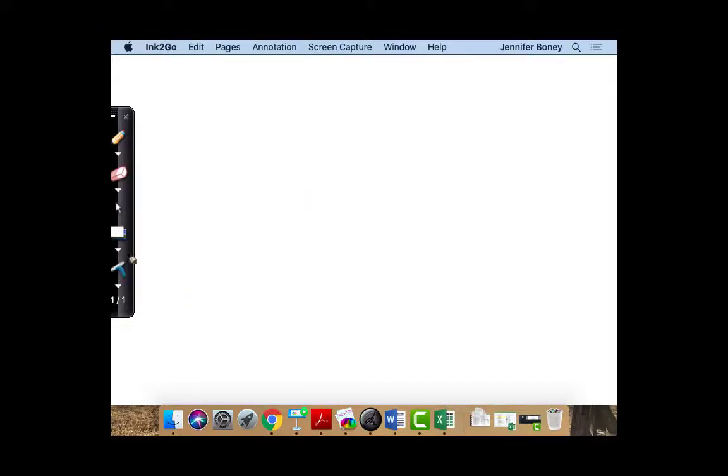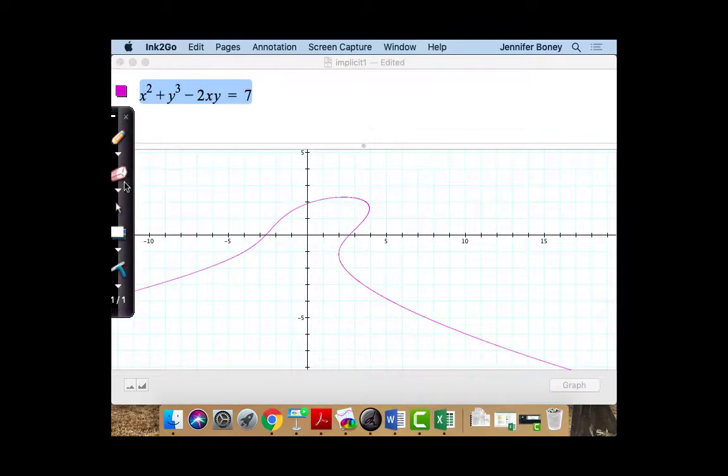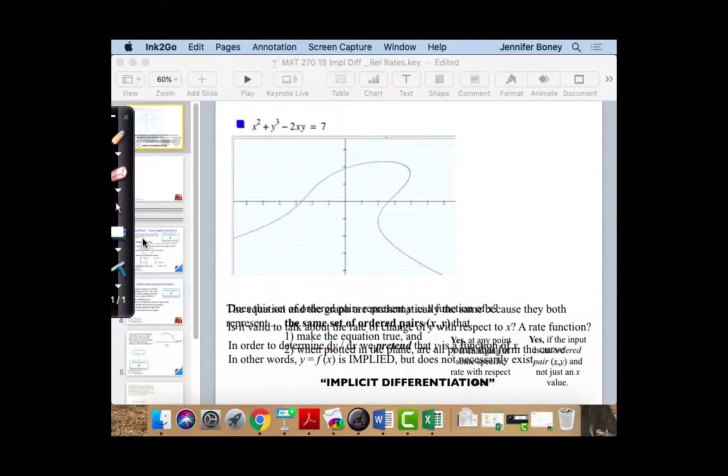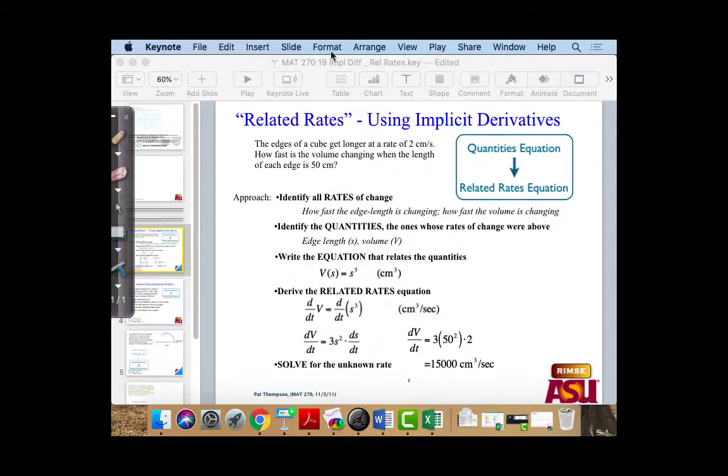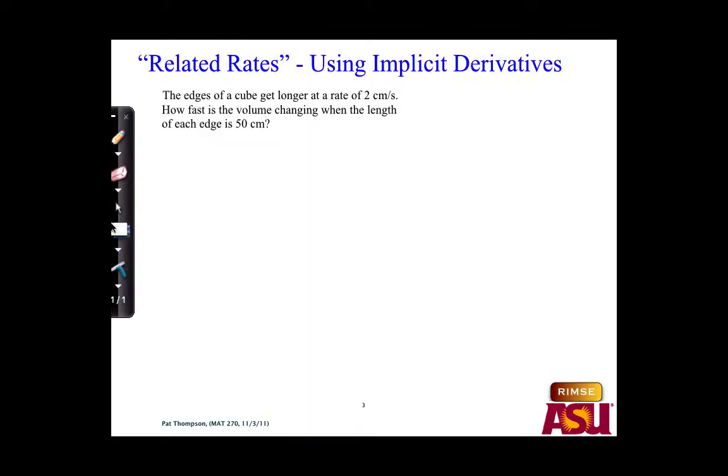Let me clear this stuff off. And let's get back to this thing. All right, so, a cube. We'll start with a cube. The edges of a cube get longer at a rate of 2 centimeters per second.